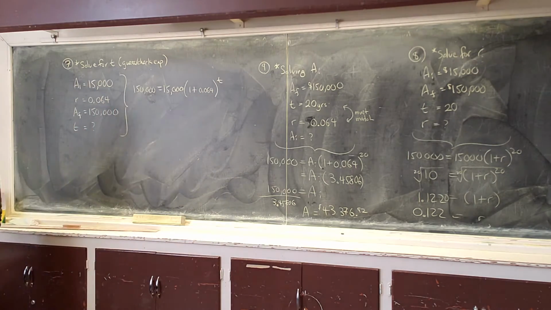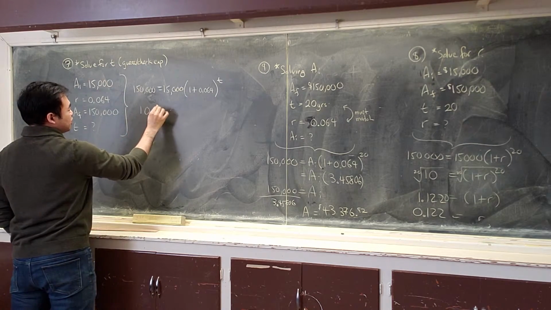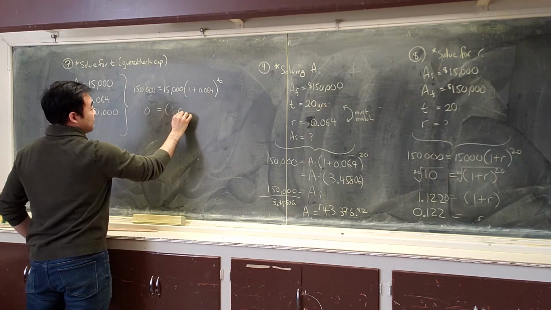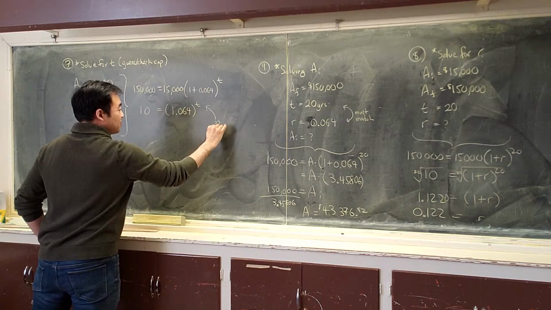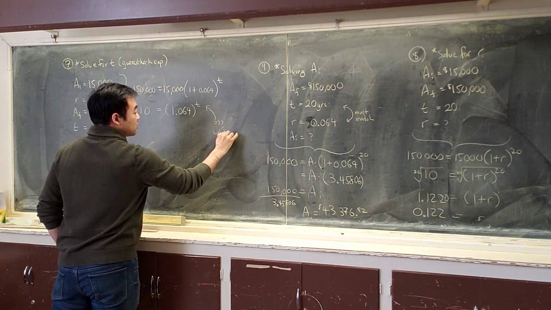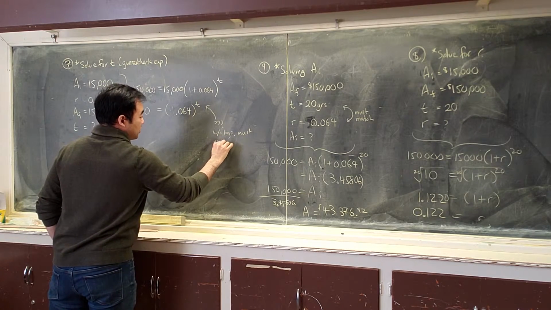So, make our life simple. I'm going to divide both sides by 15,000, just like the previous example. And from here, we do not know, right? Without logs, we must guess and check.